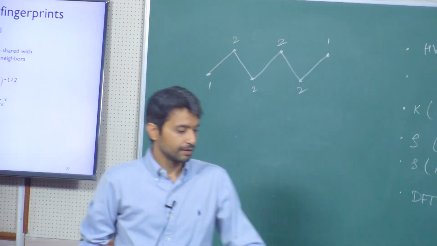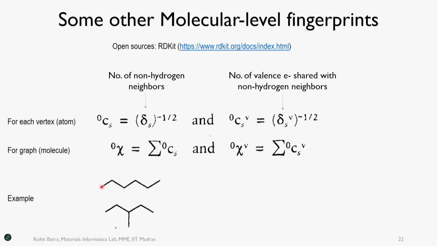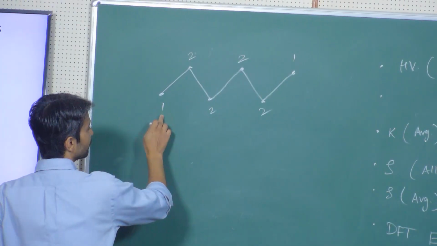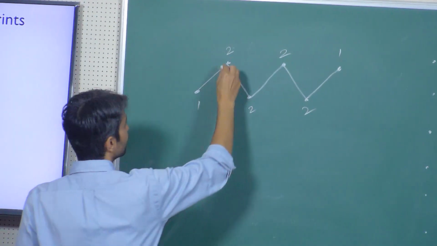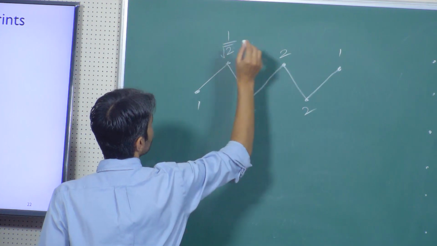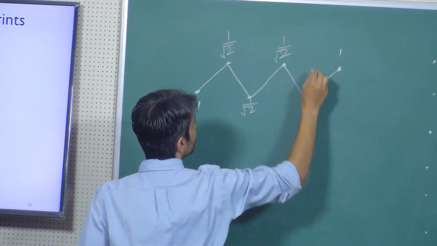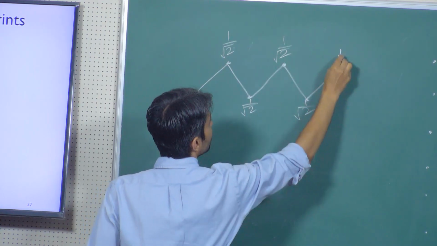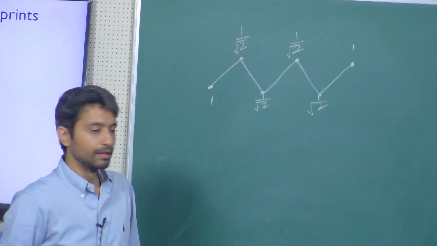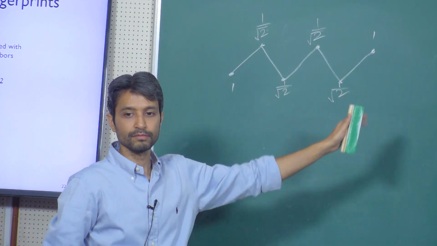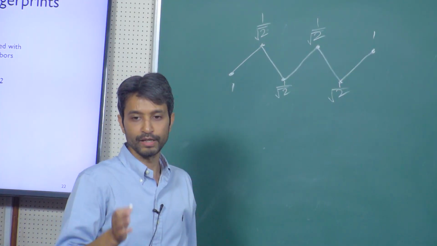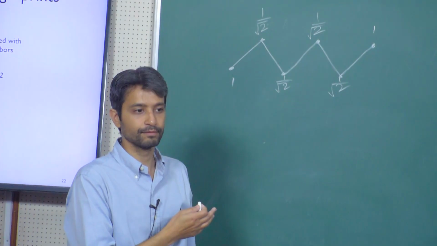What I will do is, I will do the inverse and then the square root. So the inverse square root of 1 is the same, 1. This one will become 1 by root 2. This is also 1 by root 2, 1 by root 2, and then this is 1. I sum all of them. This is one feature of this graph.